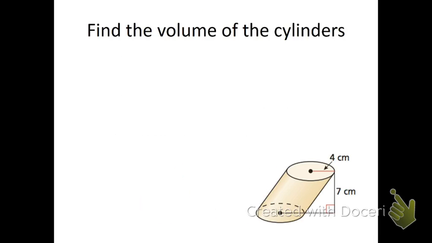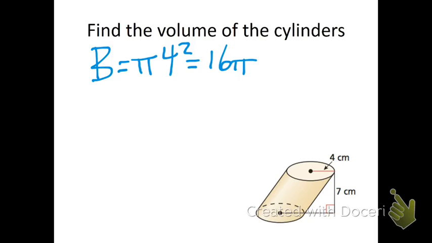So to find the volume of the cylinder, we're going to start off by finding the area of the base, which would be pi r squared, so 16 pi. The height would be 7.